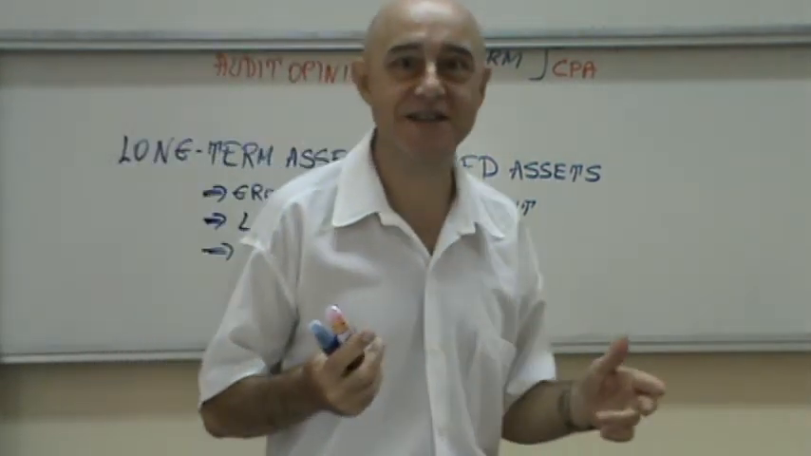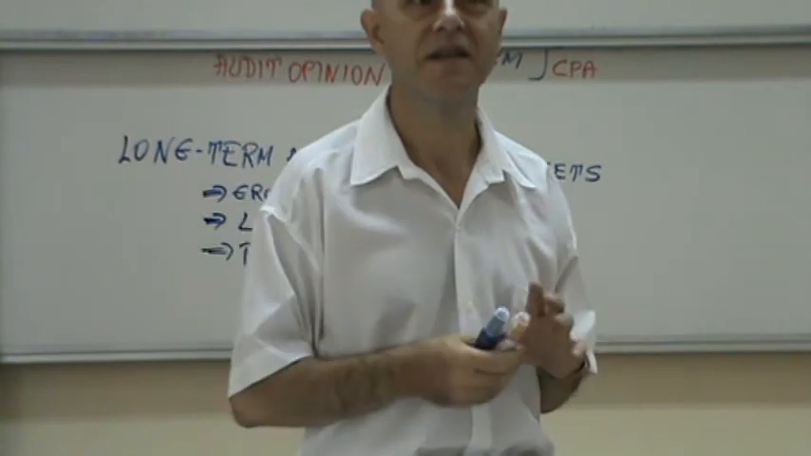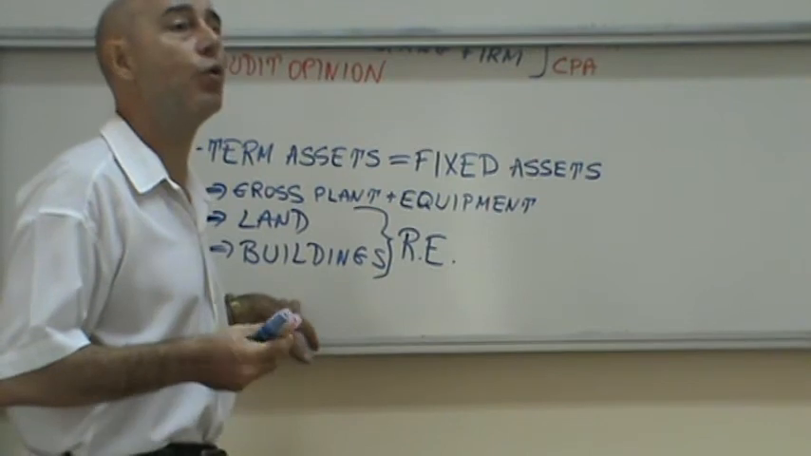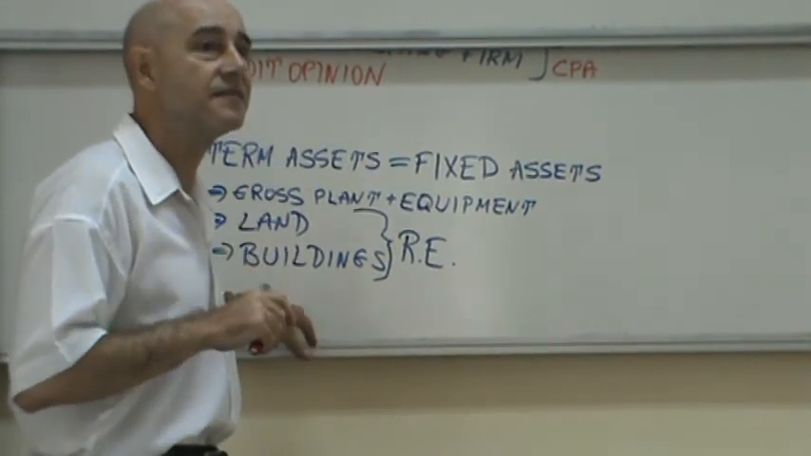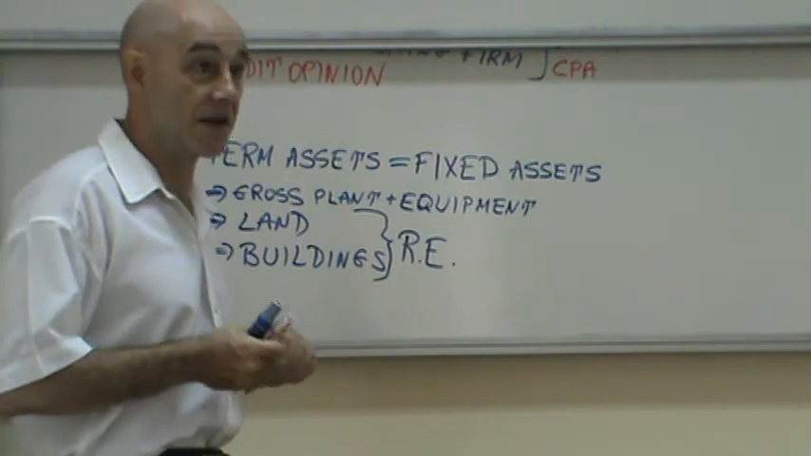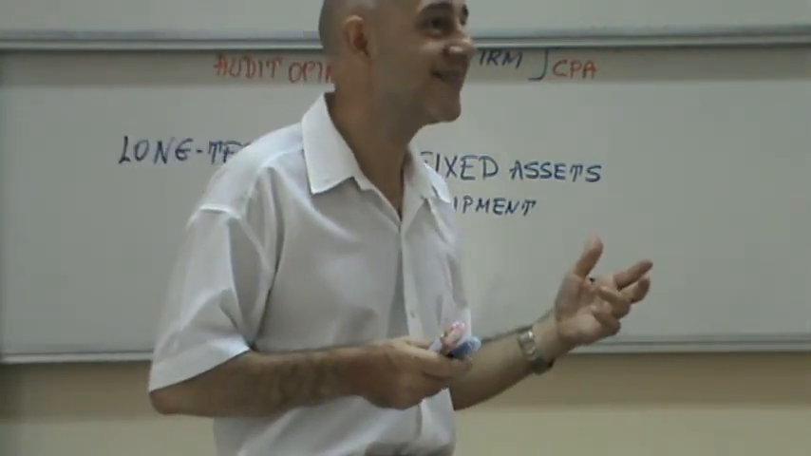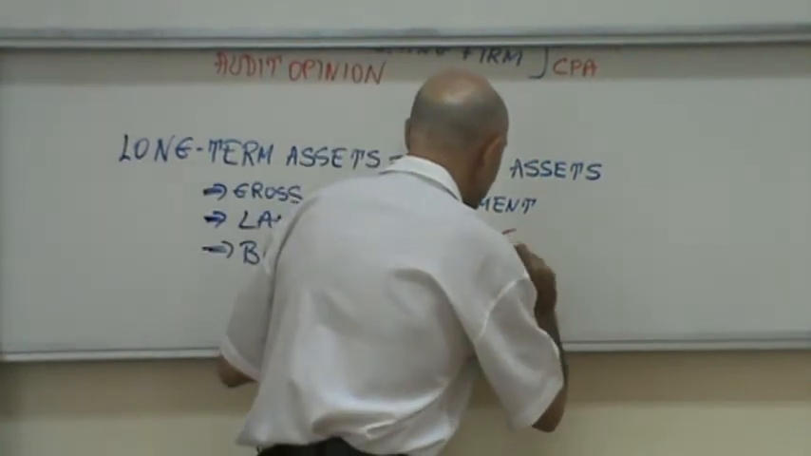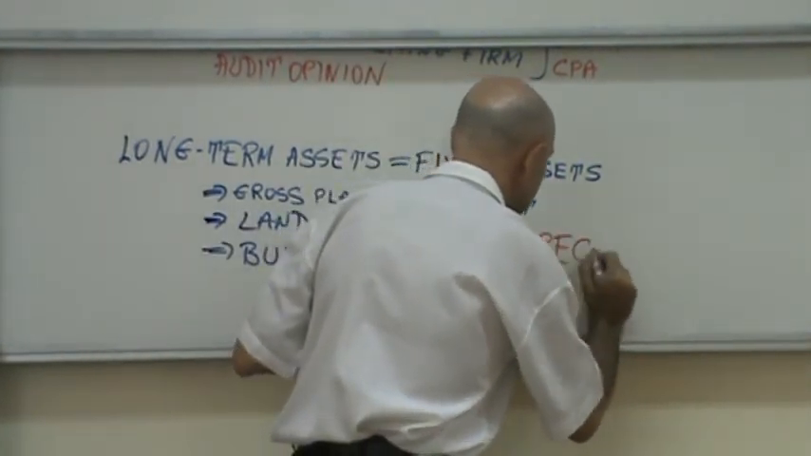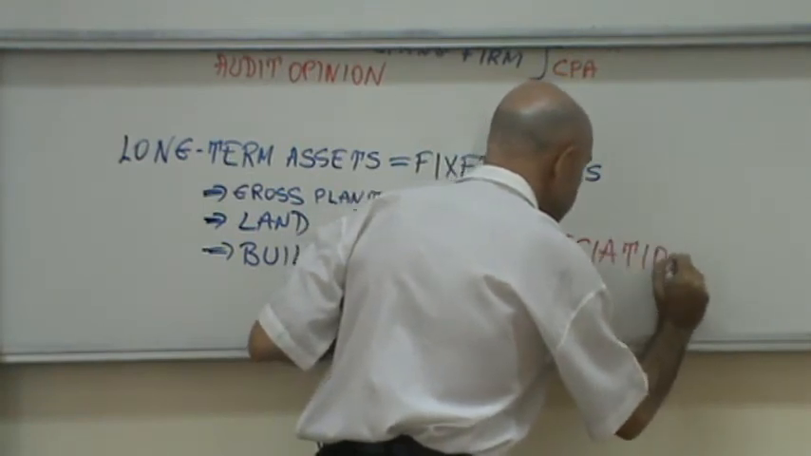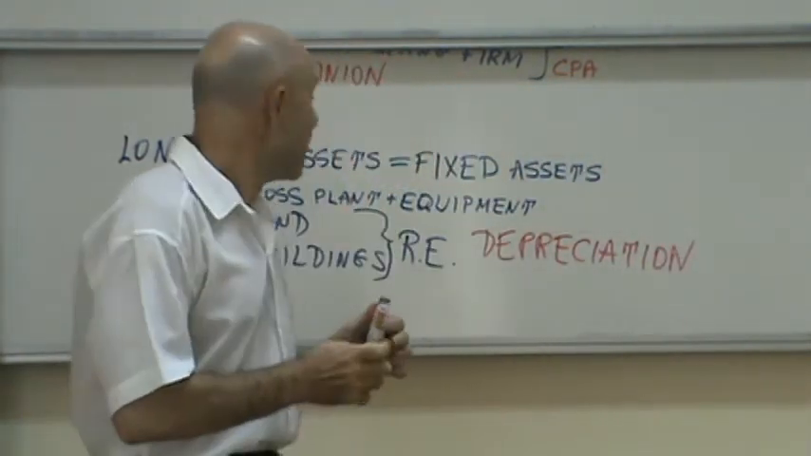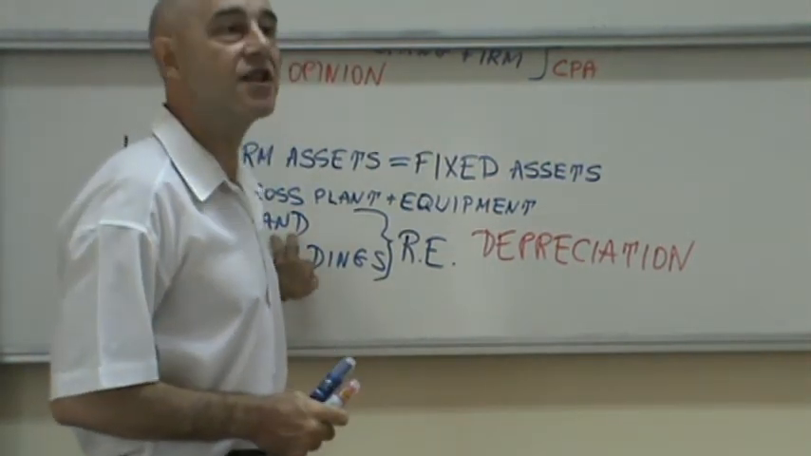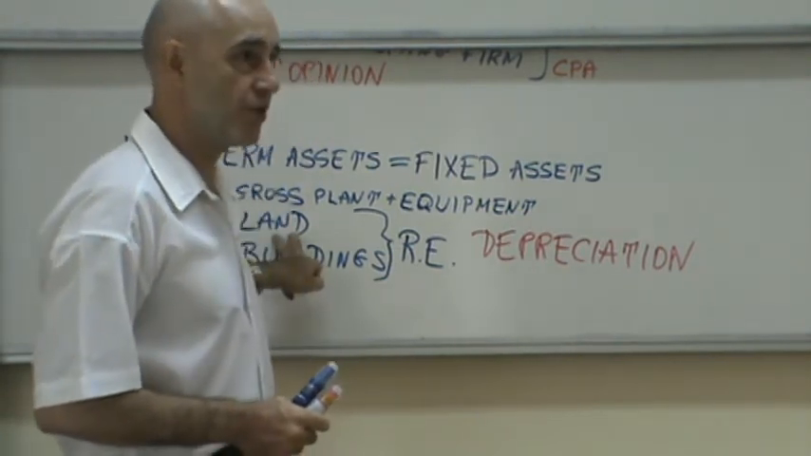Anyone? You guys studied? What's the reason? Why do we separate land from buildings? We always have to. Why is that? You guys studied accounting? They didn't tell you? Simple answer: depreciation. Buildings are depreciated. Land is usually not depreciated.